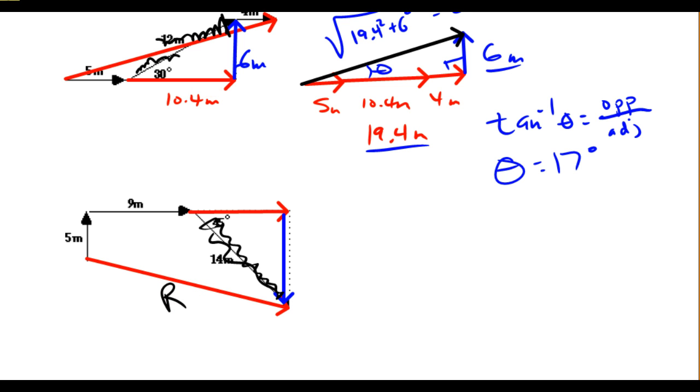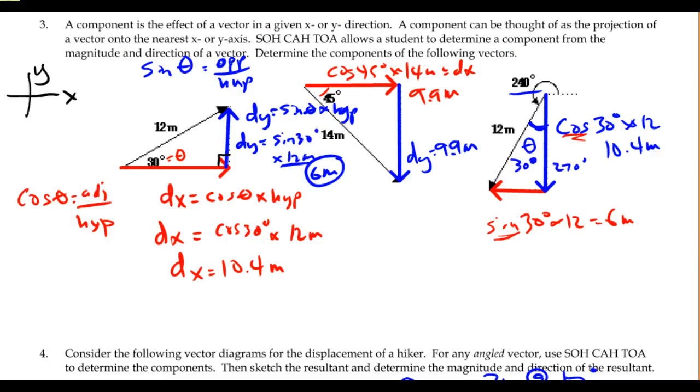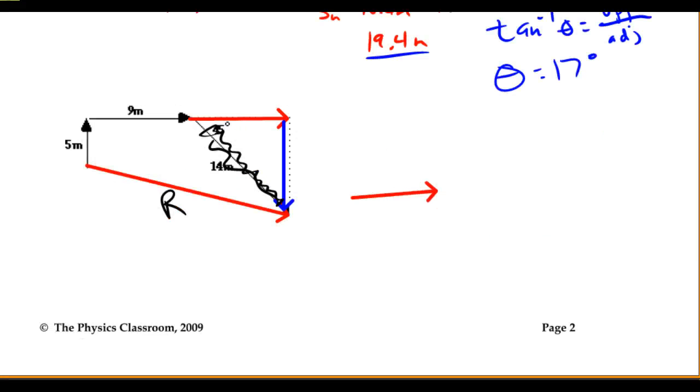But I'm going to redraw everything so it's ordered, and I can create just a simple right triangle. This time I have 9, and again, that one's worth 9.9. So I have a 9 and a 9.9. They both go to the right. And then I have an up 5 and a down 9.9.